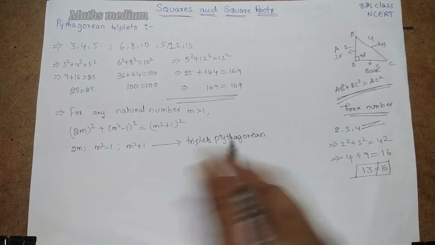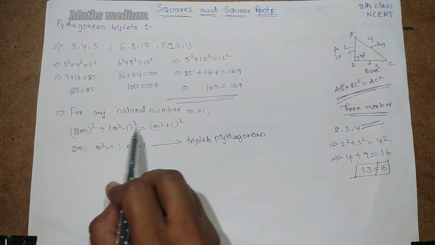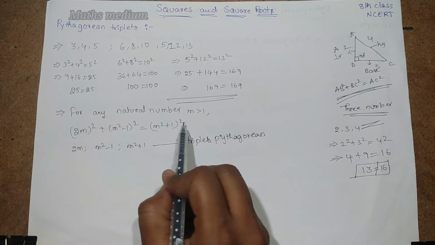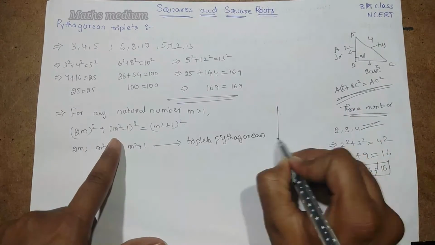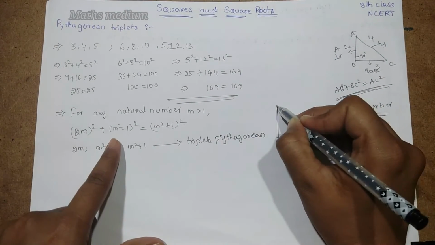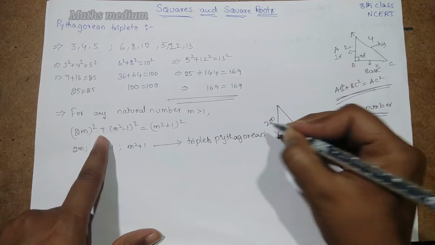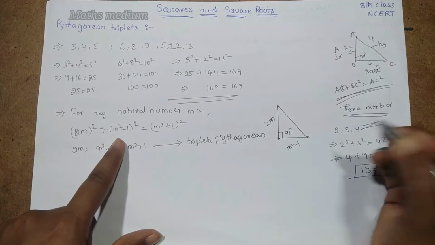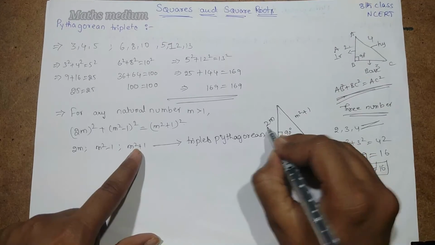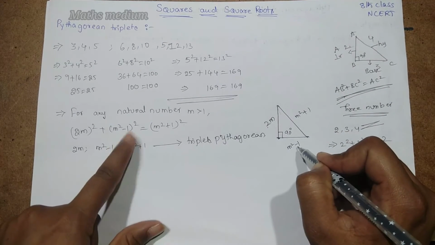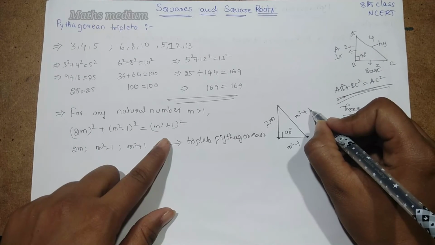Can you understand? I will explain it again. (2m) square plus (m square minus 1) whole square is equal to (m square plus 1) whole square. Let this side be 2m. See, this is a right angle triangle with 90 degrees. Let this side be 2m, this is m square minus 1, this is m square plus 1. Based on this formula, (2m) square plus (m square minus 1) whole square is equal to the hypotenuse, that is (m square plus 1) square.